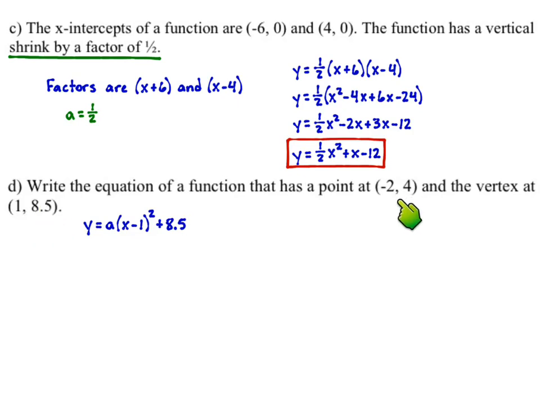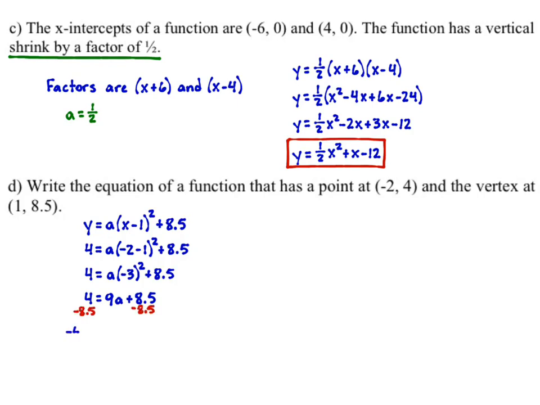Now we're going to plug this coordinate in, so we're going to plug in 4 for y and negative 2 for x. And then we're going to simplify that, so negative 2 minus 1 is negative 3. We square that, we get 9a there. Here we're going to subtract 8.5, so we end up with negative 4.5. And then we're going to divide by 9. Well, negative 4.5 divided by 9 is actually negative 1/2, or negative 0.5.